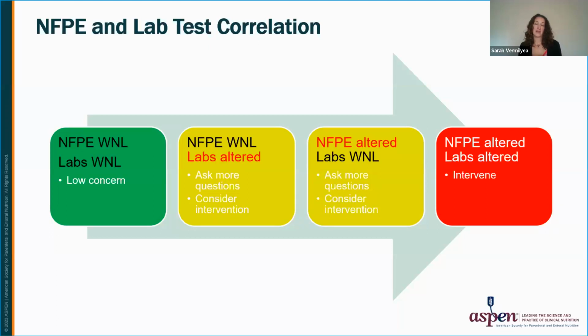On the flip side, if the NFPE is altered but the labs are normal, this could be like iron, hemoglobin, hematocrit still normal, but then you're seeing some signs of iron deficiency on NFPE. This is where, if there's some labs coming up, you can try to get some more of those iron-related labs on there, and then intervene if appropriate. And then if the NFPE is altered and the labs are altered, then you can feel pretty confident that you are on the right track and that this is an intervention that would be needed.